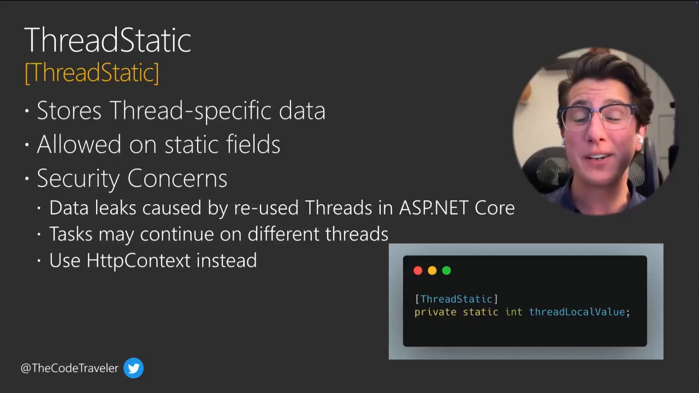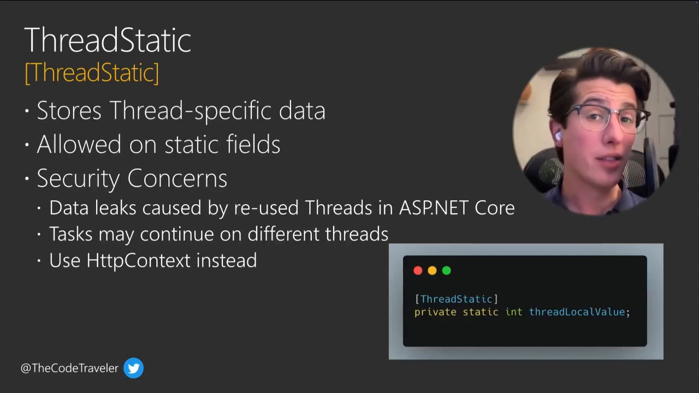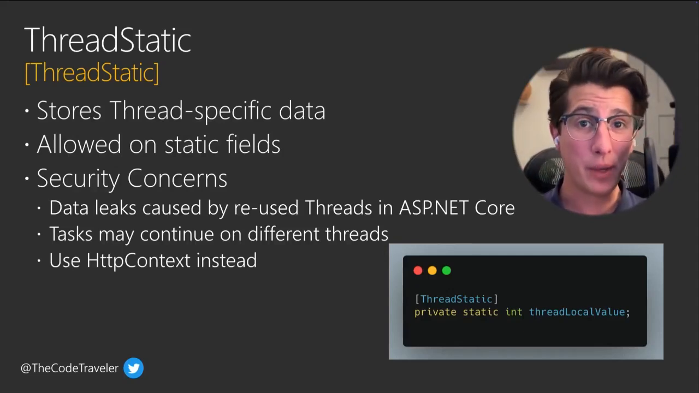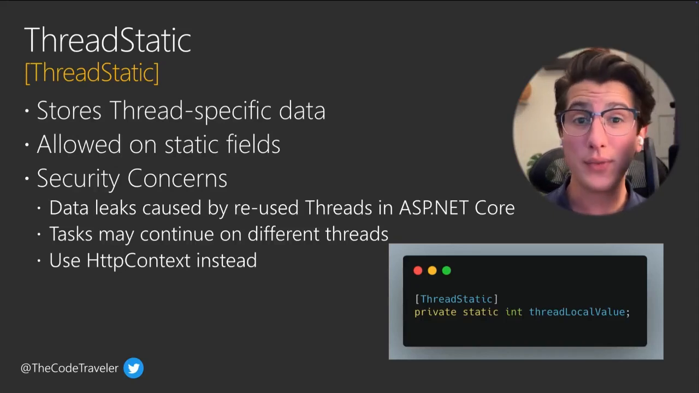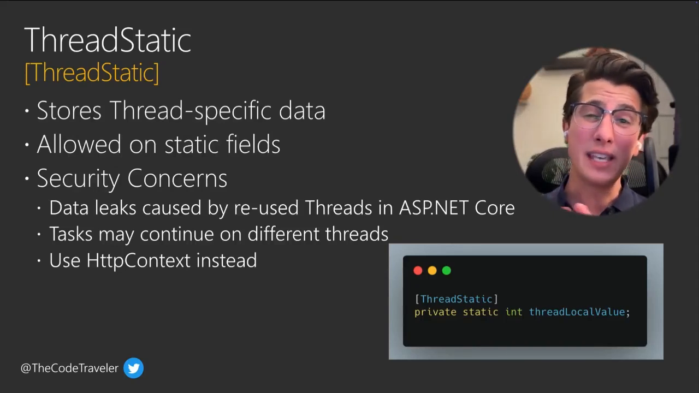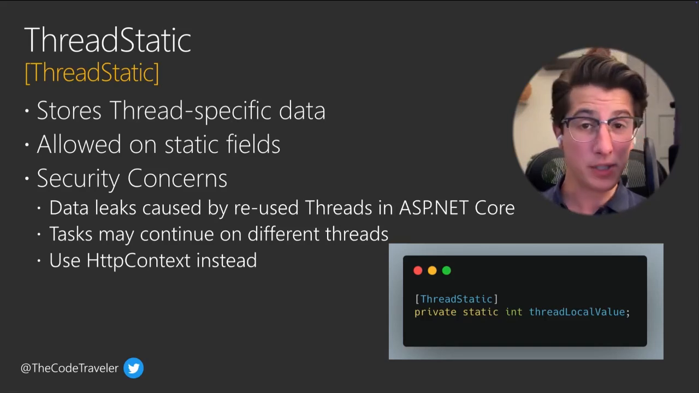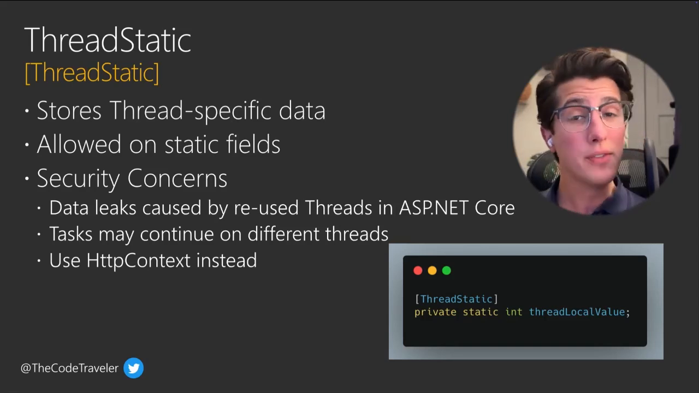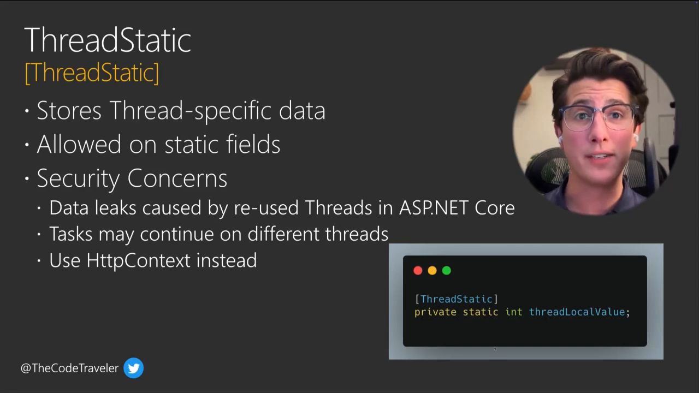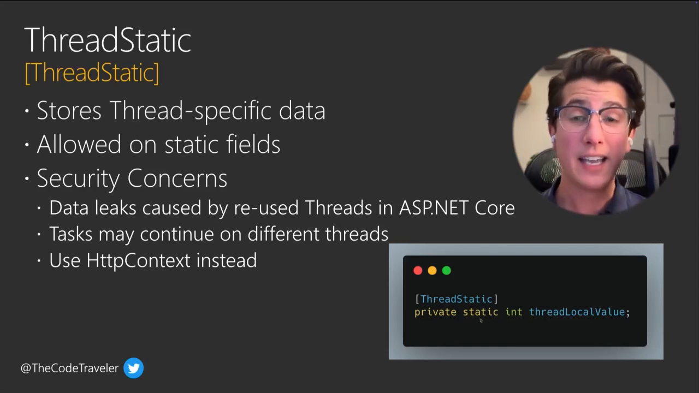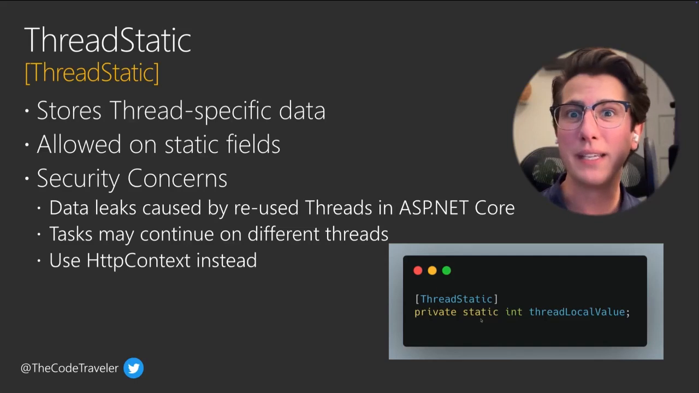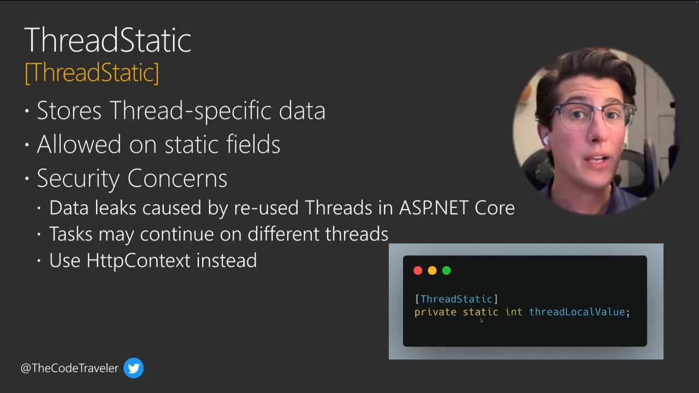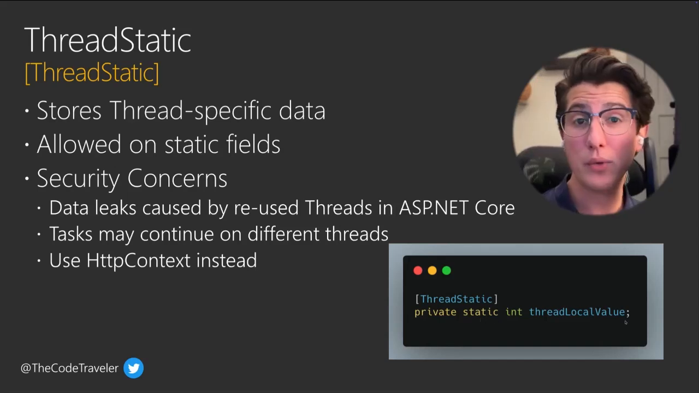Now let's start out by talking about thread static. Thread static is an attribute that we can add to a static field that essentially keeps that field's value specific to each thread. So even though in this example here, we have an integer that's static, and typically what static means is that there's only one instance of this value. So without thread static, the value would remain the same across users, across threads, across classes.